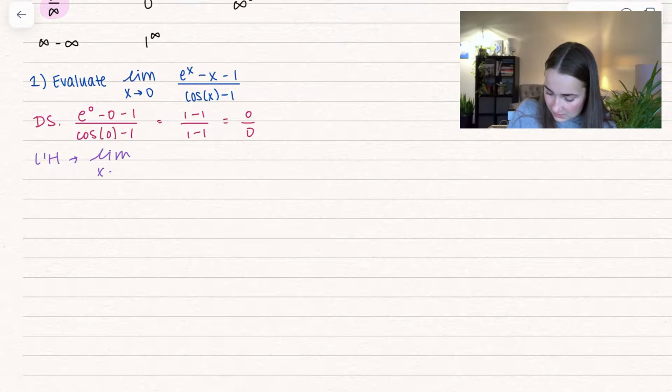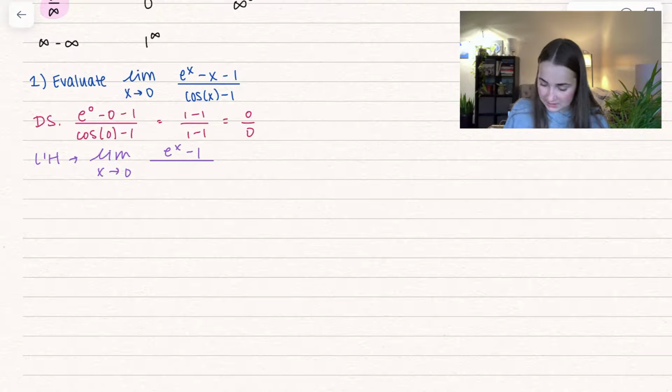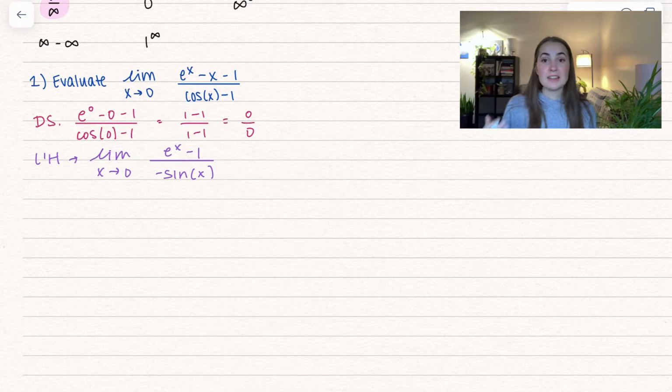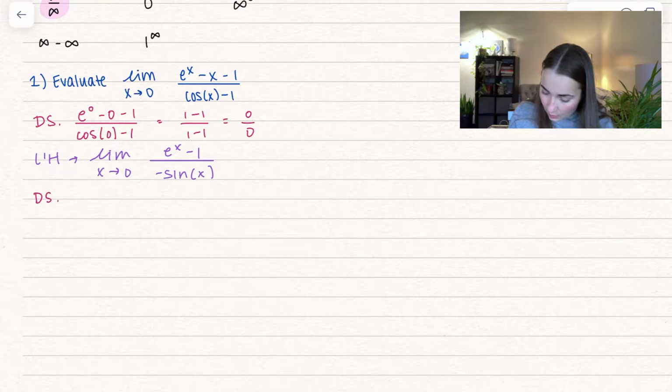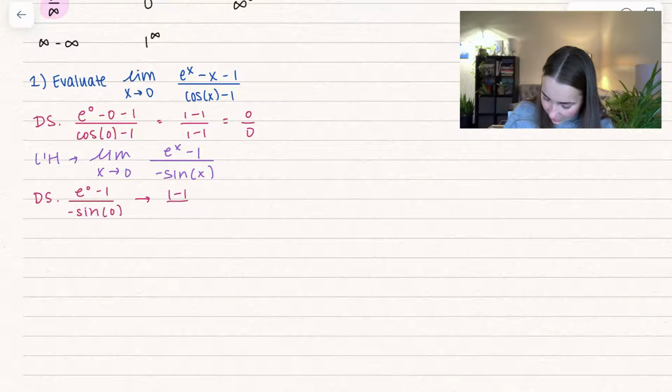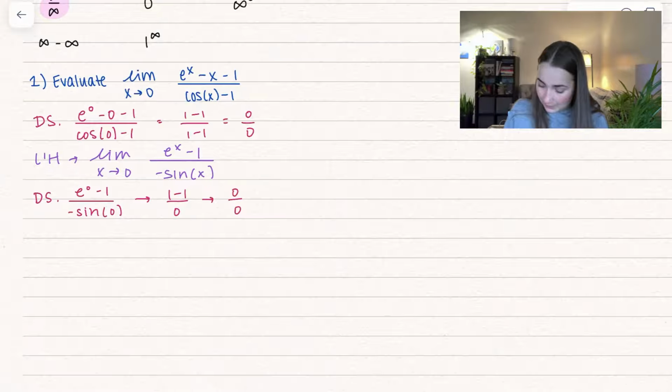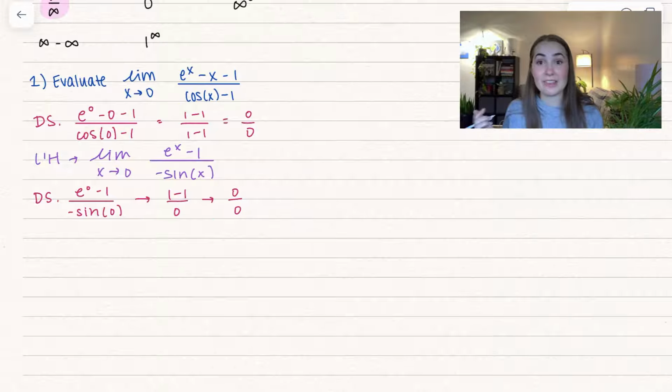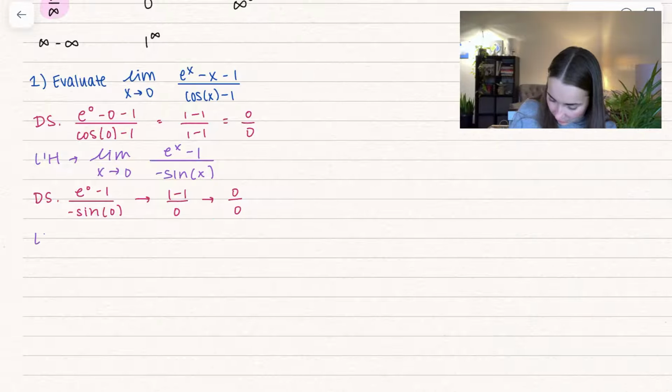But what we're going to do is take the derivative of the numerator. So the derivative is going to be e to the x minus 1 minus 0. And the derivative of the denominator is going to be negative sine of x. Once we've taken the derivative, we always want to check if it simplifies. It's not going to simplify in this case, so that means we get to use direct substitution again. So let's plug in that x value of 0. We get e to the 0 minus 1 all divided by negative sine of 0. So notice here this becomes 1 minus 1 divided by 0, which is equal to 0 over 0. So this tells us that we're going to use L'Hopital's again. It's okay to do it multiple times, so let's do that.